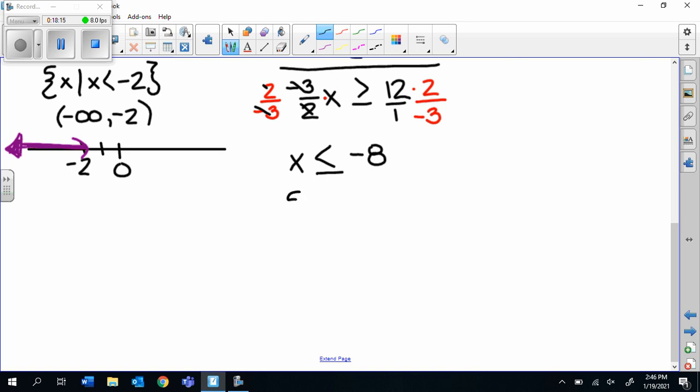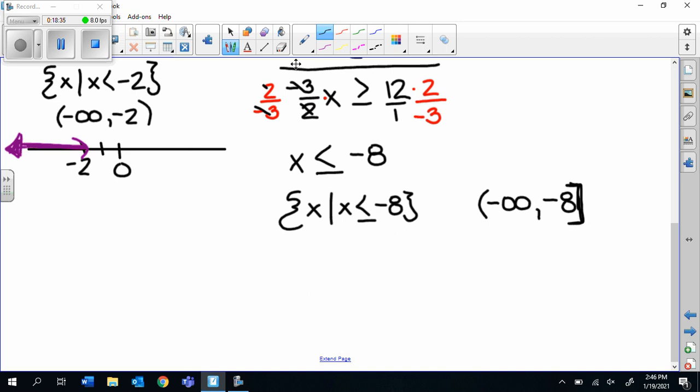In set builder notation, I'm sure you've got the swing of it. You just put that same exact inequality in these fancy brackets. If we were going to write this in interval notation, we would end up with a hard bracket there.